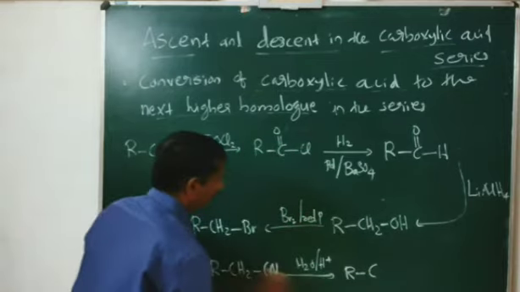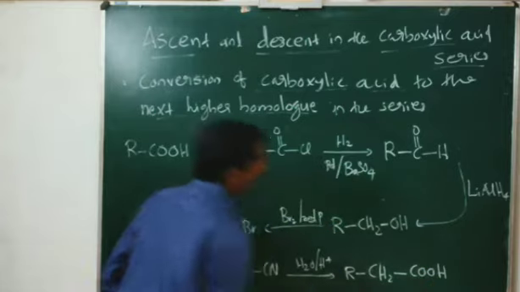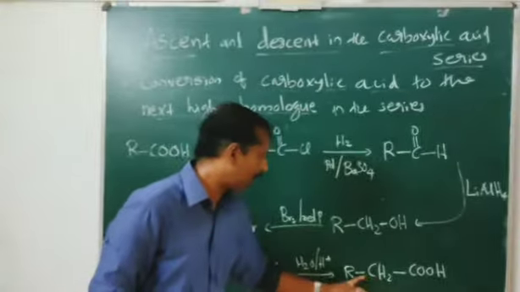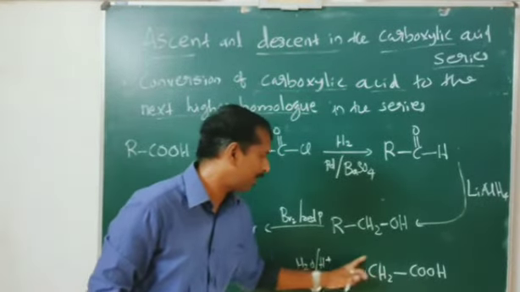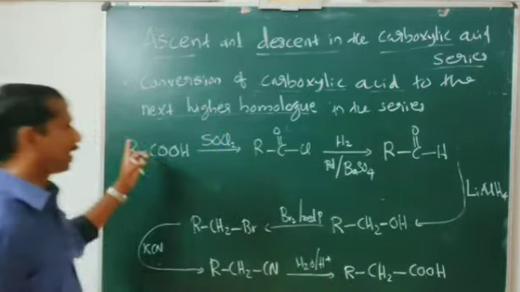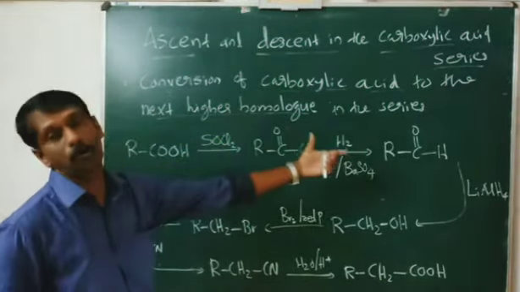So we get RCH2COOH. So we started with RCOOH and ended with RCH2COOH. That means one extra carbon atom, an additional carbon atom. So once again, this is conversion of carboxylic acid to the next higher homologue.